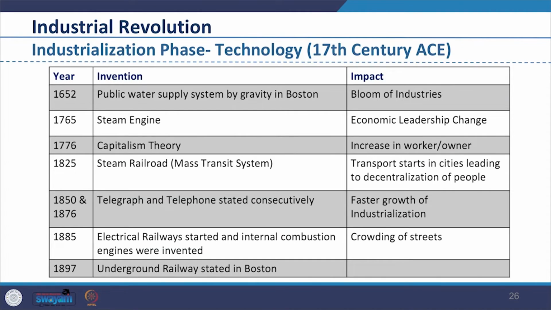We further see that in 1885, the electrical railways and internal combustion engine were invented, which made the transit and trade between states easier while crowding the streets. In 1897, the Underground Railway was also invented.